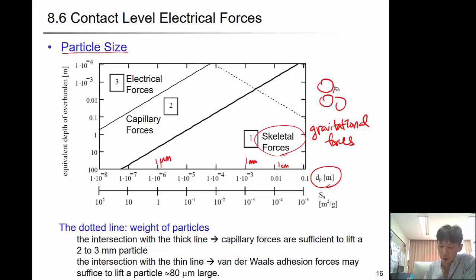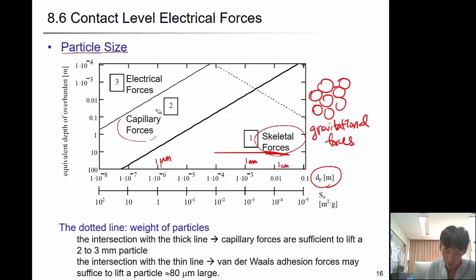So when you think about the gravels and sand, that's what happens. So then skeletal force is too big compared to the other, the capillary force and the electrical force. So here, if it's gravel, then capillarity will be relatively small. So the suction, you don't need to consider the suction for the gravelly soil.